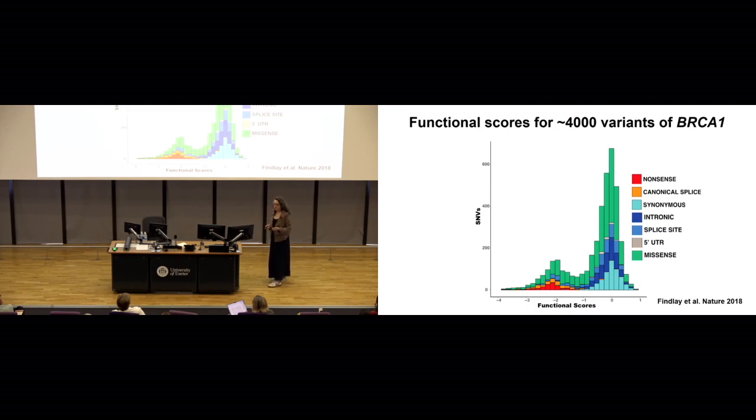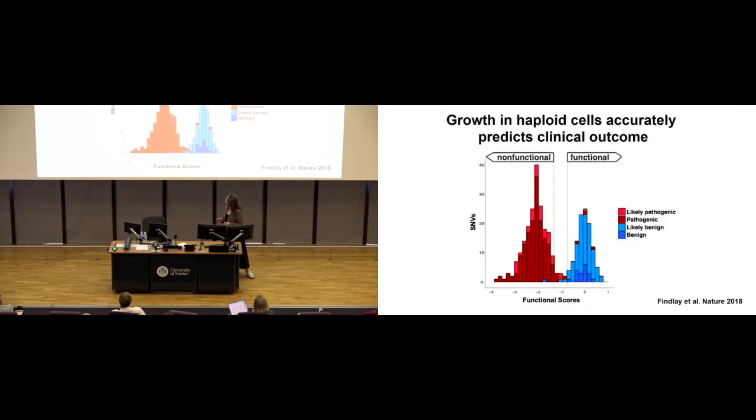But the ones that are hard to predict, these missense variants, were bimodally distributed, where many overlap the synonymous variation, suggesting that they were functionally normal, whereas many overlap the nonsense variants, suggesting that they were functionally abnormal and loss of function. And importantly, I told you we use this crazy haploid cell line. It used to be a leukemia of some sort. What does that have to do with breast cancer, right? Are we measuring the right thing?